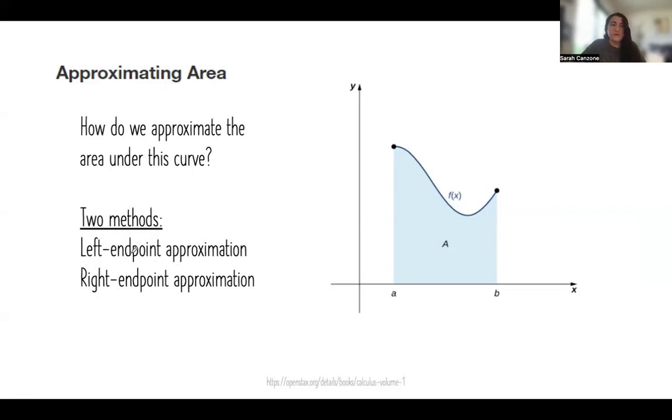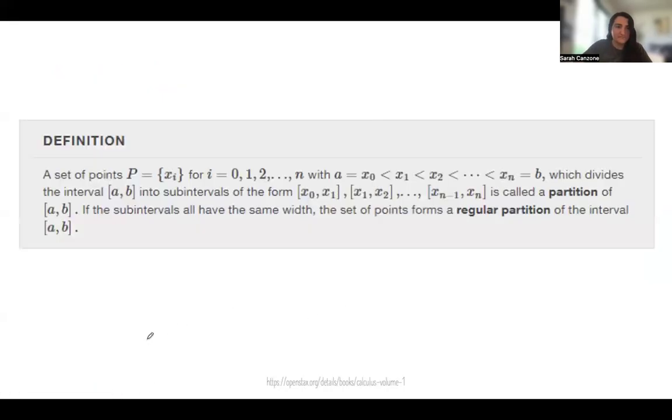So what we want to do is use something called left endpoint approximation and right endpoint approximation. So say we have this random curve f of x, we want to approximate the area. We can approximate it using left endpoints and right endpoints. So what does that mean?